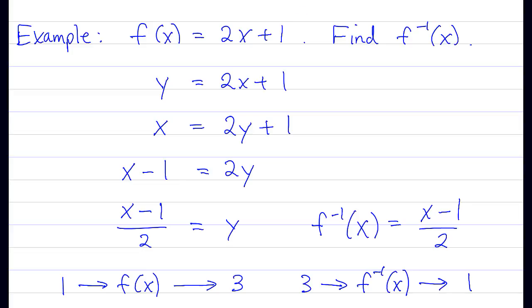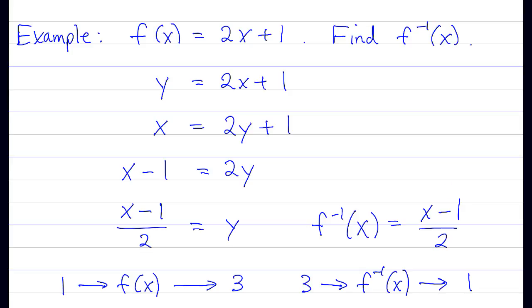And we went through our process. We replaced f of x with y, we switched the x and the y, and then we solved the equation we got for y. And that gave us the inverse function. Right? So the inverse of 2x plus 1 happens to be x minus 1 over 2.